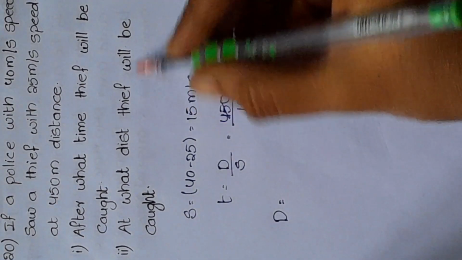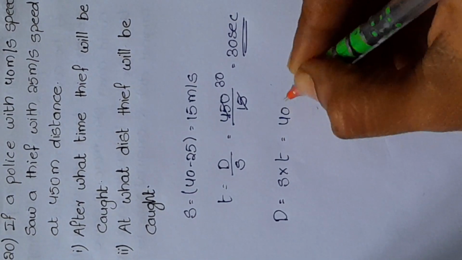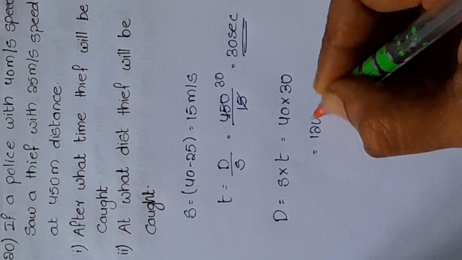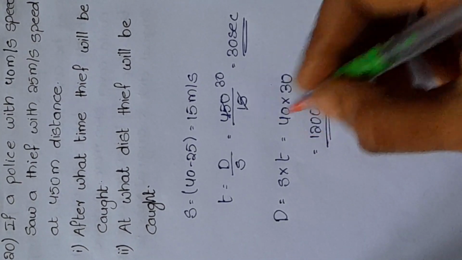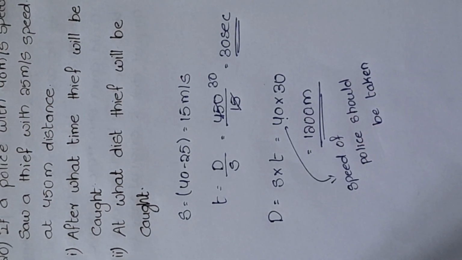Now to find the distance at which the thief will be caught, distance is equal to speed into time. 40 is the speed and 30 is the time taken. So 1200 meters. At 1200 meters, the thief will be caught. Here the speed of the police should be taken, since the police catches the thief.